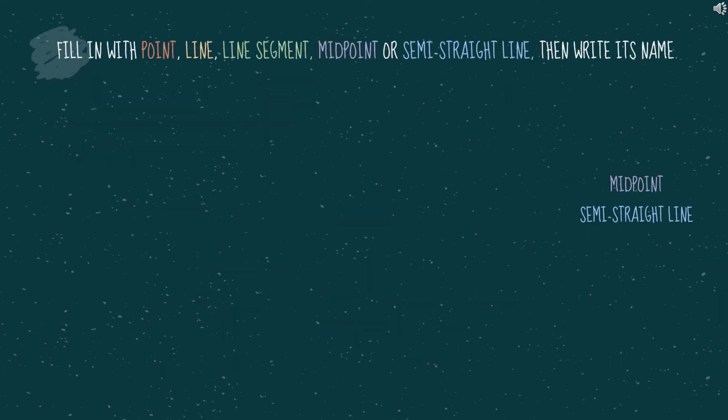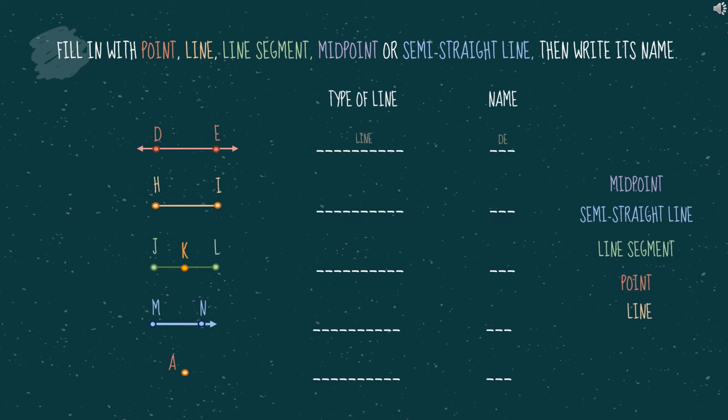Let's have a look at this one. We need to fill in with point, line, line segment, midpoint, or semi-straight line, and then write the name of the line. So the first one, the type of line is a line. It has arrows on both sides, which means it goes on forever in both directions. So we call this a line.